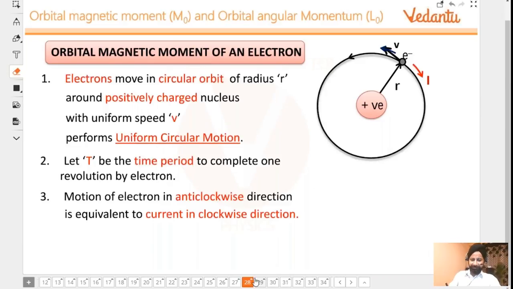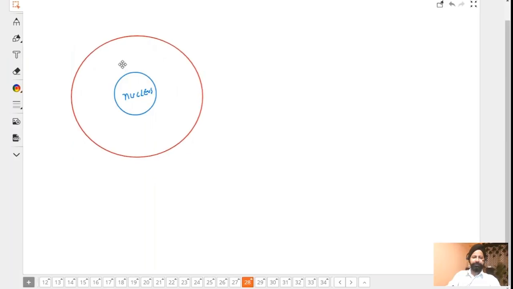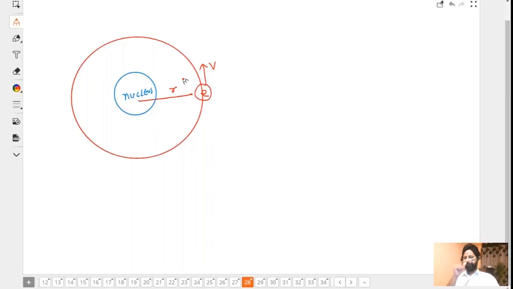Let's do it again the way we did earlier. On a plane slide, there is a nucleus here, and we are taking the simplified but wrong, very approximate version of electron motion. There is an electron moving with a velocity v in radius r. So the orbit radius is r and the velocity is v. Now this looks like a charge moving in a loop. Whether it's 5 amperes of current or just one tiny electron moving, magnetism is magnetism. It is going to create a magnetic dipole moment, with a North Pole and South Pole.